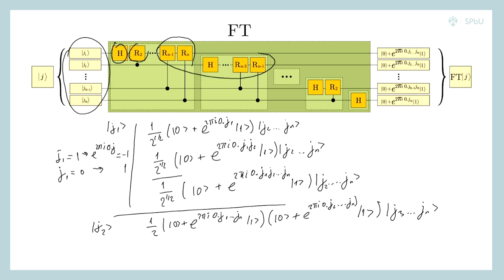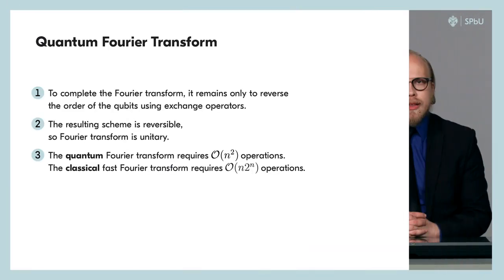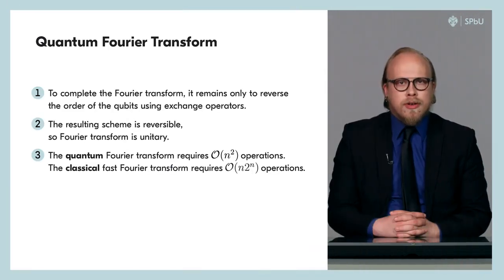If we apply all transforms shown on the scheme with every qubit from J1 to Jn, we obtain the result that you can see on the slide. So, one can see that at the output of the circuit we really got an expression that is very similar to the quantum Fourier transform of the state J. However, the qubits in it are arranged in the reverse order, so to complete the transformation we need to swap them using the exchange logic element.